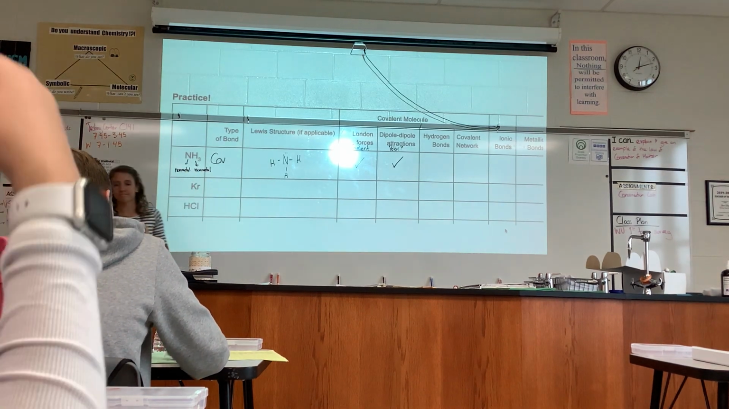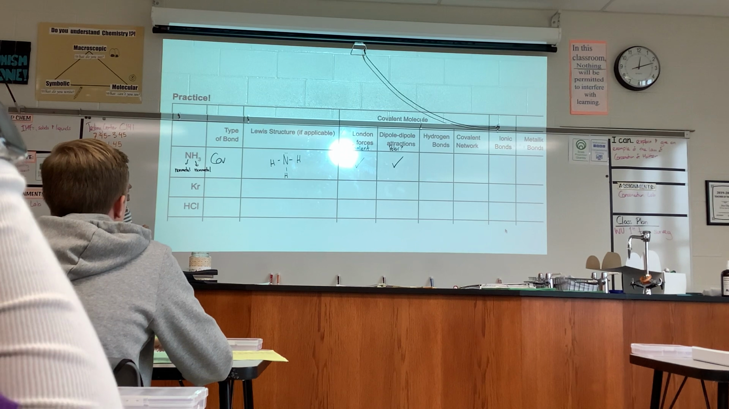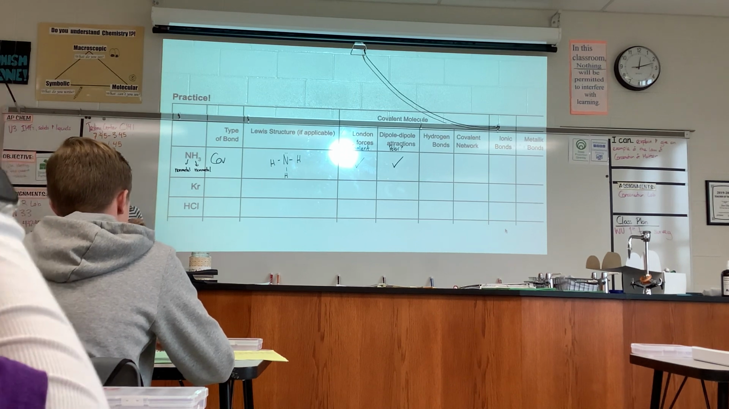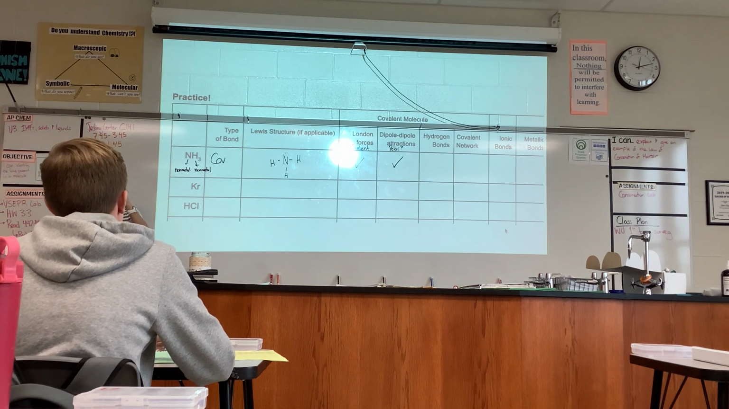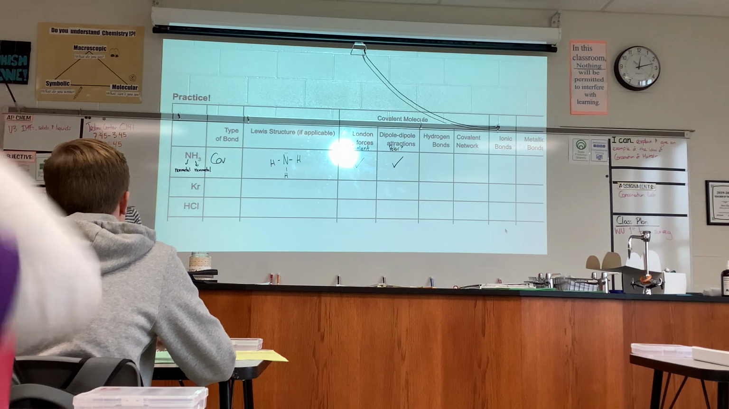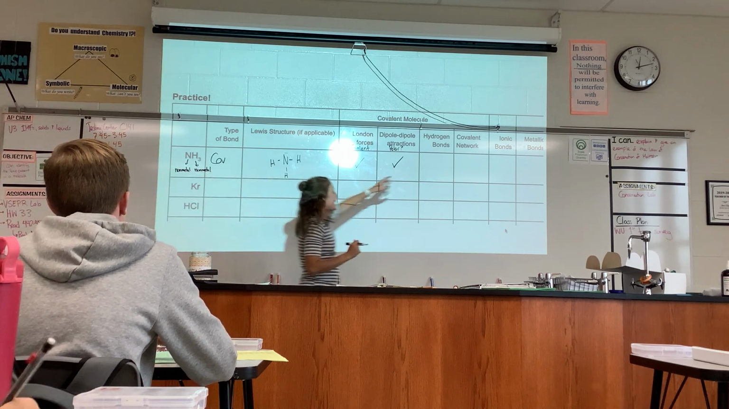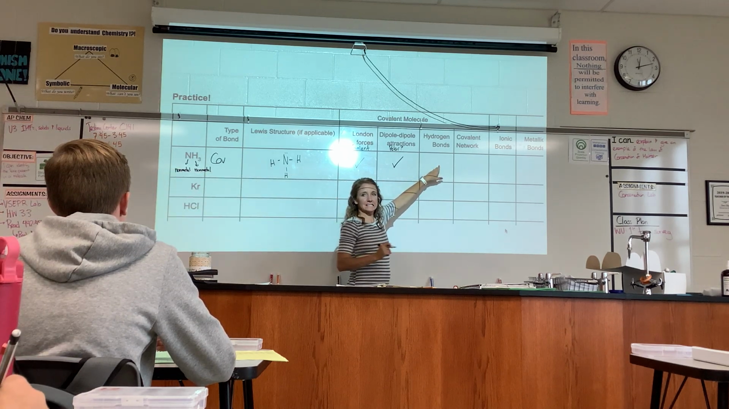Why does it say Lewis structure if applicable? Do ionic bonds not have a Lewis structure? No, because they don't share. They're just positive and negative. So every Lewis structure we've been doing was covalent? Ding, ding, ding. Yes. How do I know if it has hydrogen bonding?